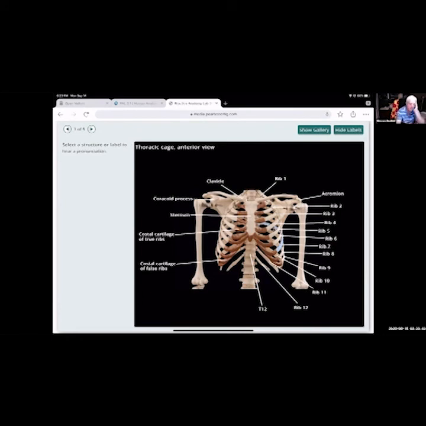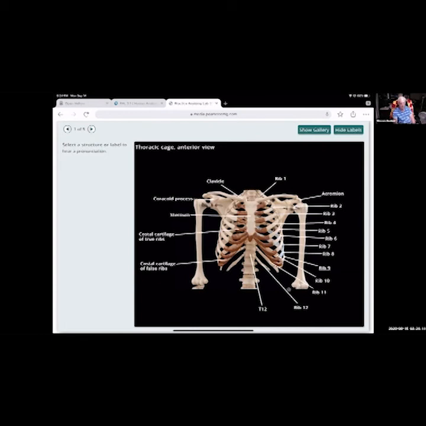Ribs number 8, 9, 10, 11, and 12 do not connect directly to the sternum. This is rib number 8 right here. You see where the cartilage comes up and connects to rib number 7. It does not connect directly to the body of the sternum. That's a false rib. So 8, 9, 10, 11, 12 all do that.